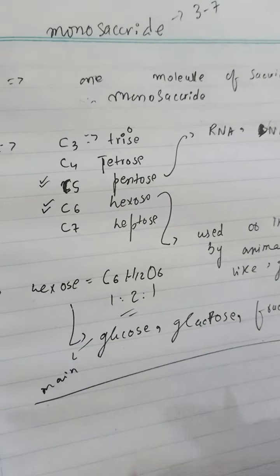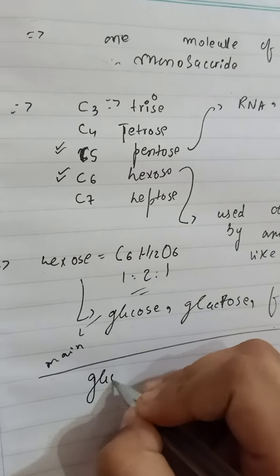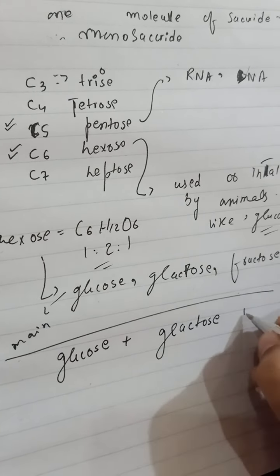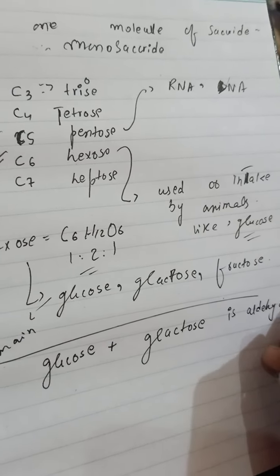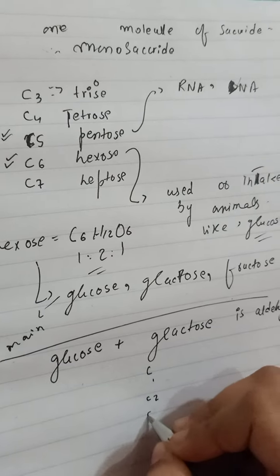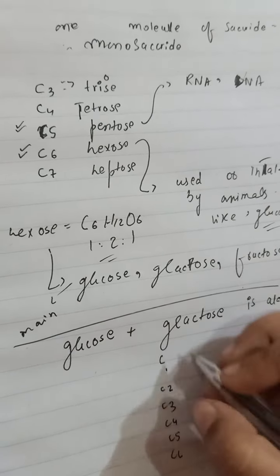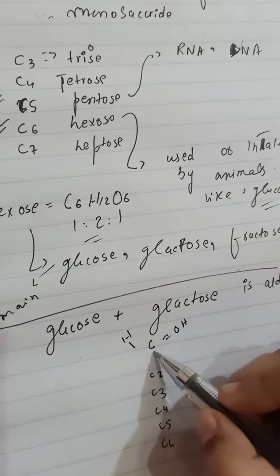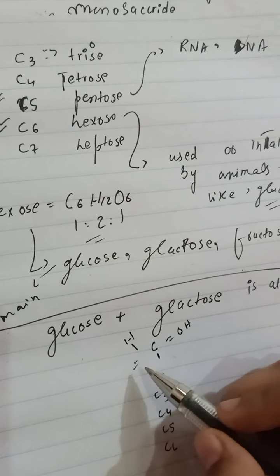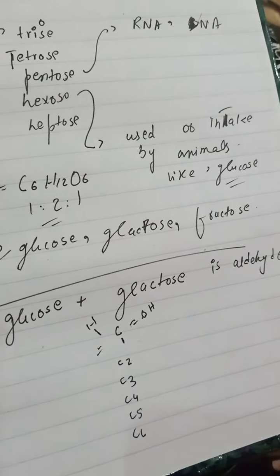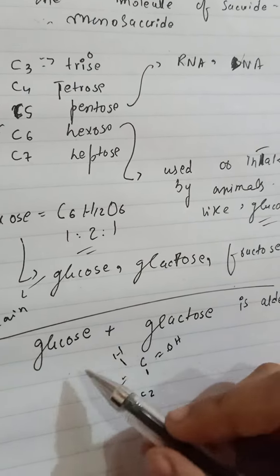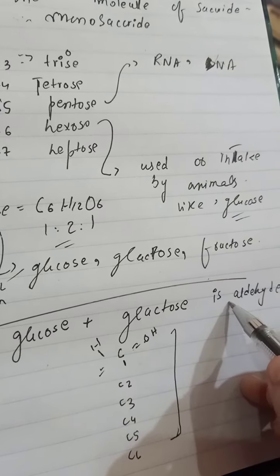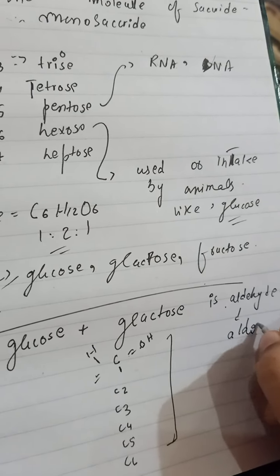Now let's move on to glucose and galactose, which are aldehyde. How? In a previous video I told you that if carbon 1 has a double bond of oxygen, it is called an aldehyde. Galactose and glucose have the same structure, with a double bond of oxygen on carbon number 1, so they are aldehydes. Aldehyde sugar is also called aldose.